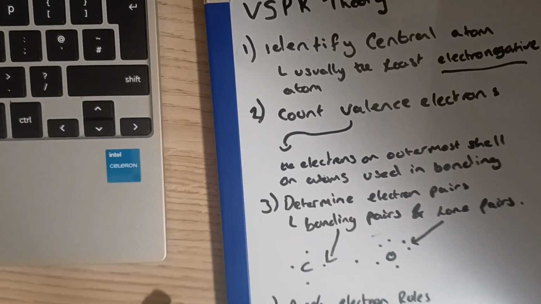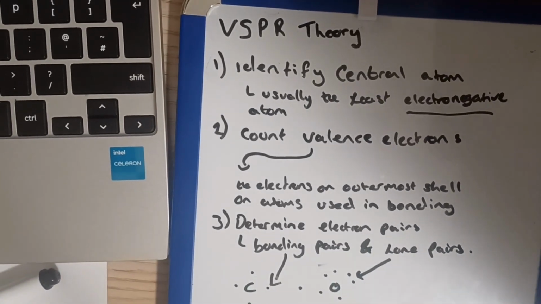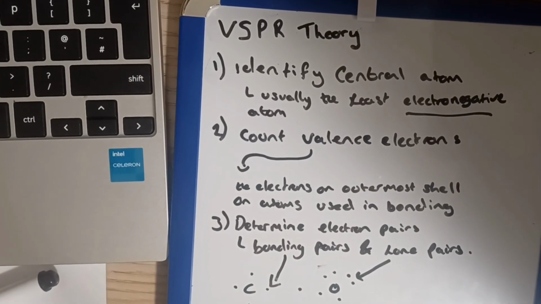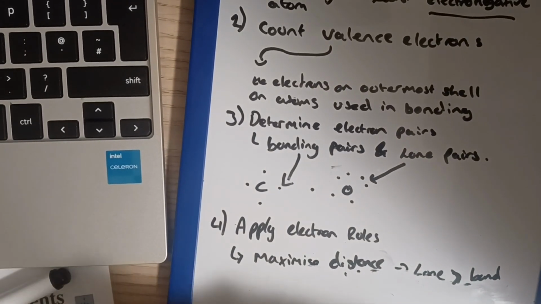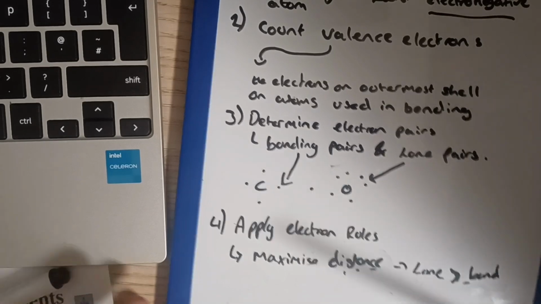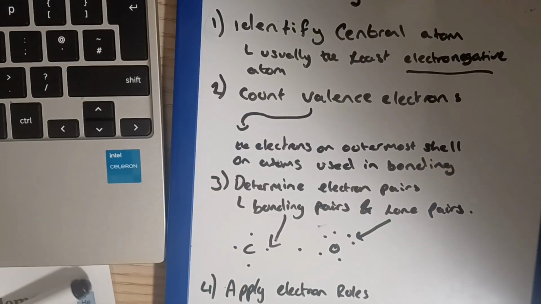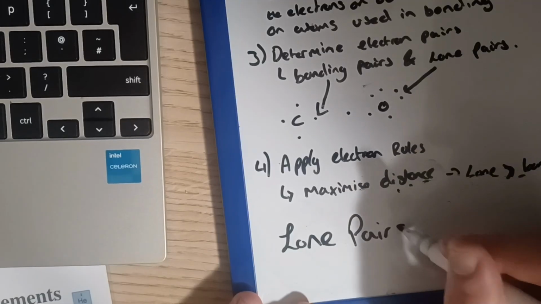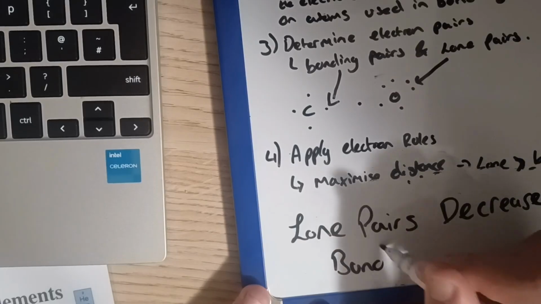And there we have it. That is VSEPR theory. Hopefully some of you understand the thoughts, understand the process. I don't think I've explained it justice, but using this sort of theory, you will be able to at least attempt some VSEPR theory questions. Just remember, lone pairs decrease bond angle.